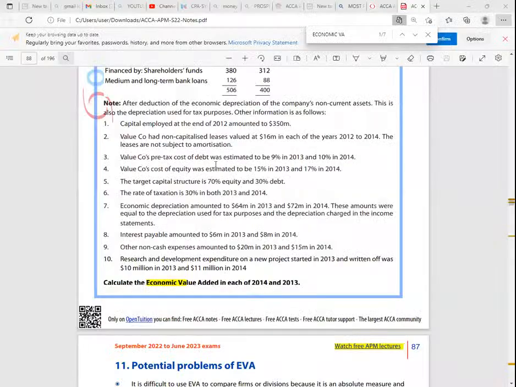It's given here. They have given you the cost of equity for the 2 years. If it's 2013, it's 15%; 2014 is 17%. And then we have KD, which has also been given. It's about just plugging in.